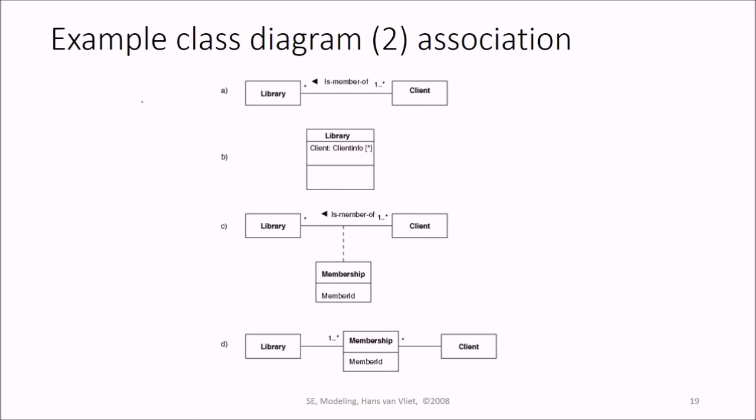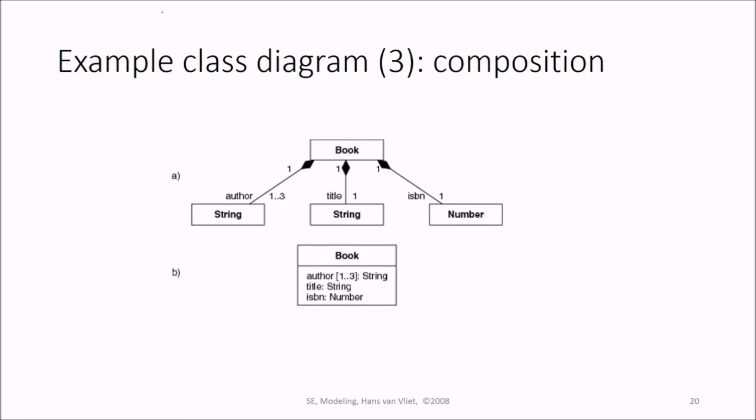These are example class diagrams showing the association. Library is a member of client. Library and client are the classes. Then this is again a membership. This is a one to many, many to one relationship between various classes. These are the composition: a book has an author, title, and ISBN. So book can be written as author, title, ISBN.